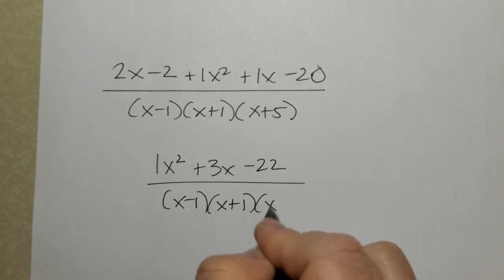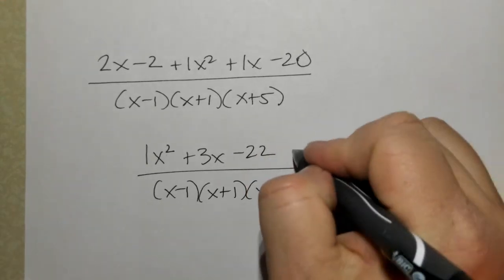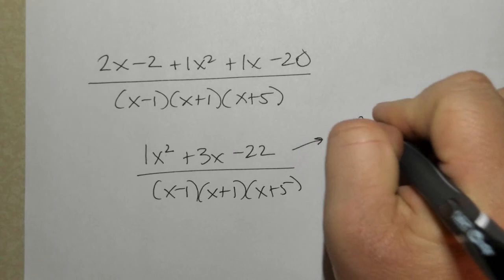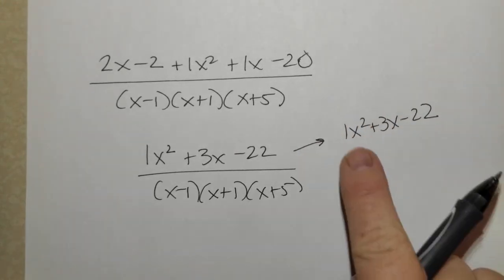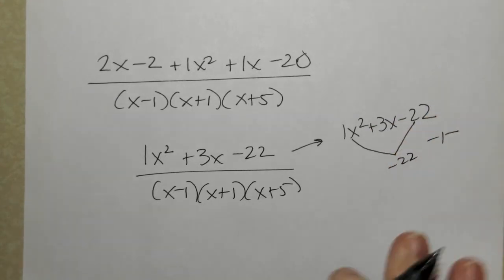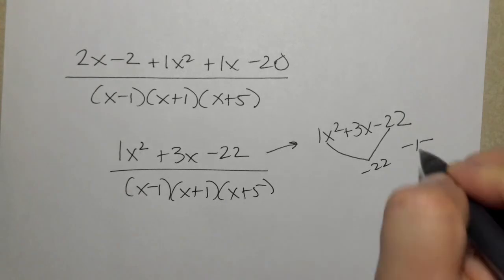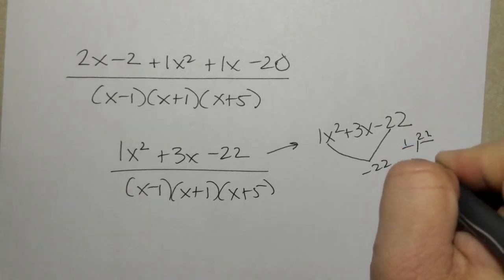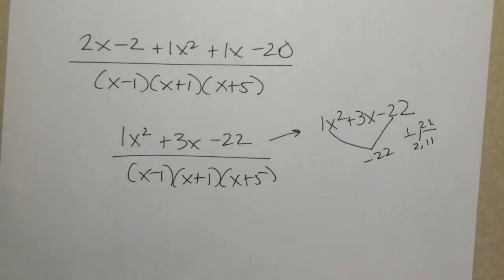In the previous problem, we were able to take the trinomial on top and factor it. Let's see if that's possible. 1 times negative 22 is negative 22. Can we come up with two numbers that multiply to equal negative 22 and combine to give us 3? 1 and 22, no. 2 and 11, no. And there's no other combinations. So this is an example of something that cannot be factored.